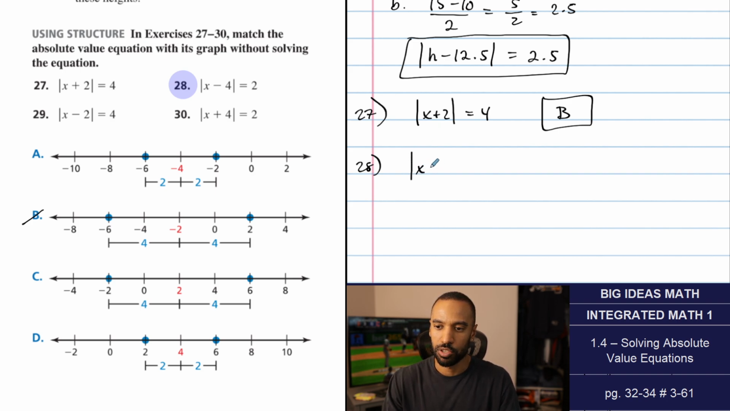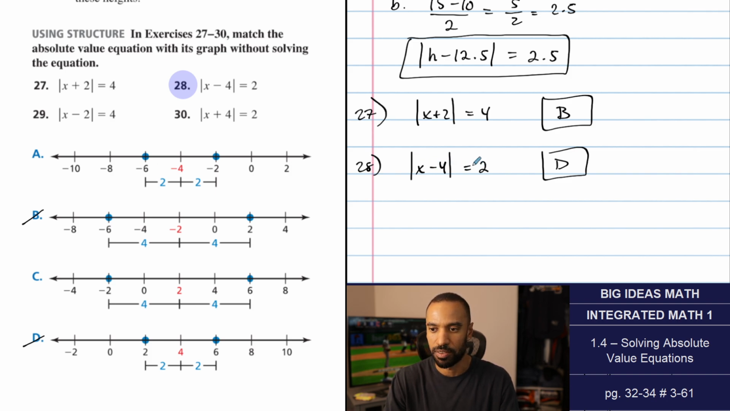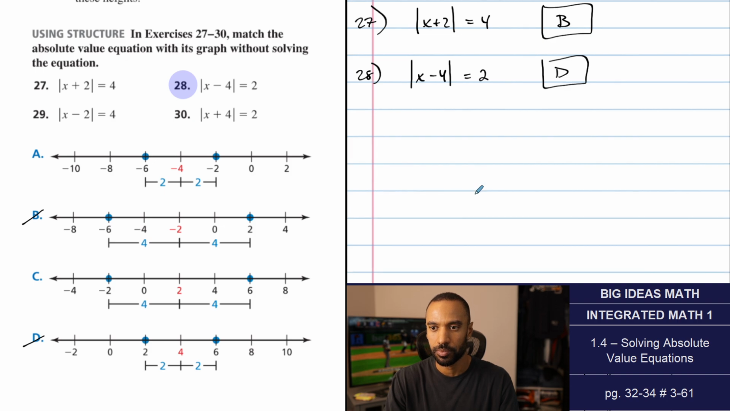Absolute value of x minus 4 equals 2 asks, we can go 2 units to the left and right of, remember, the opposite of this number, 4. 2 units left and right of 4 will be this one right here. 2 units that way, 2 units that way. This answer is D. You can try and substitute those numbers there, work it out. Absolute value of 6 minus 4 is absolute value of 2, which is 2. Absolute value of 2 minus 4 is absolute value of negative 2, which is 2.